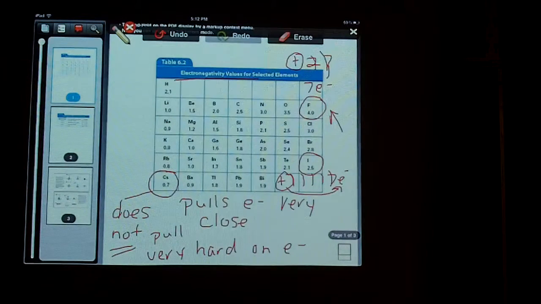Take the opposite side, we have cesium. It has 7 shells. I take it back, it has 6. 6 shells with 1 electron in that outer shell. That nucleus is so buried under all those shells that it is difficult for it to hang on, so it is easy to get rid of it. And it is also difficult for the nucleus to attract anything. So electronegativity talks about the attraction. How much can an atom pull electrons in?